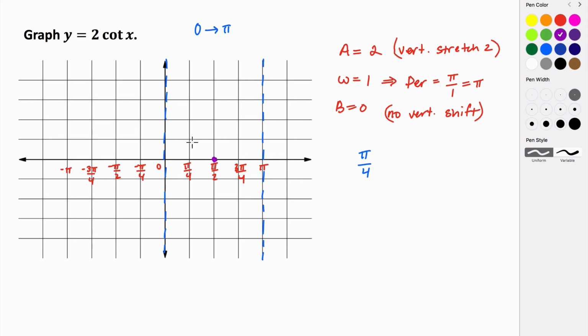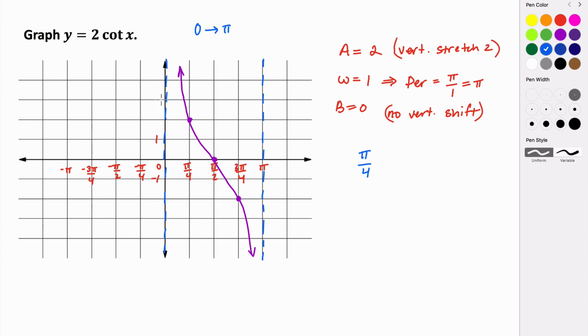And then at pi over 4, normally we would hit a value of 1. When a is 1, we hit 1. But in this case, because a is 2, it's been stretched by a factor of 2, so it's going to hit up here at 2. And then at 3 pi over 4, we normally hit negative 1. And again, because it's being stretched, we're going to hit down here at negative 2. And then just fill in your curve. So there's one cycle.